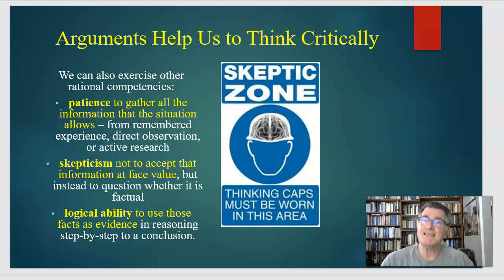So along with patience, skepticism. Not to accept that information at face value. How much do you trust your friend? How much do you believe what they say? If you do, then clearly this is a person with some degree of wisdom and experience that you can rely on when you're making a decision based on something. But you want to keep a degree of skepticism and make sure that you can trust that person. And finally, the last thing is the logical ability to use those facts and that evidence in a way that helps you to persuade either another person of your point of view or to persuade yourself that this is in fact the right thing to do.